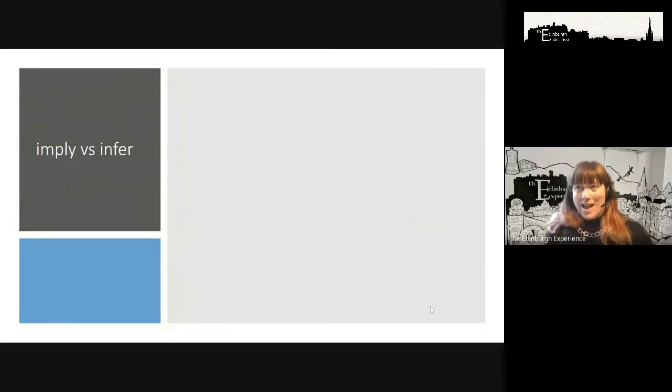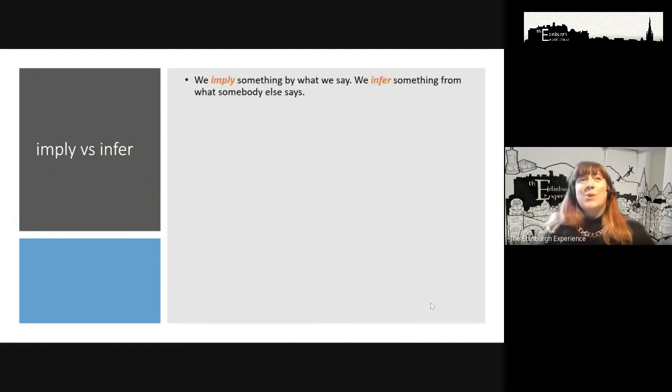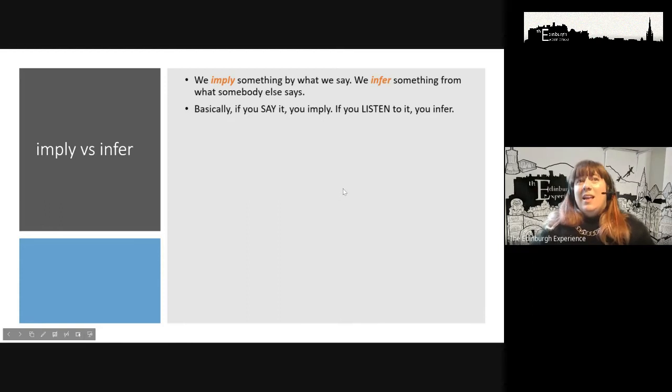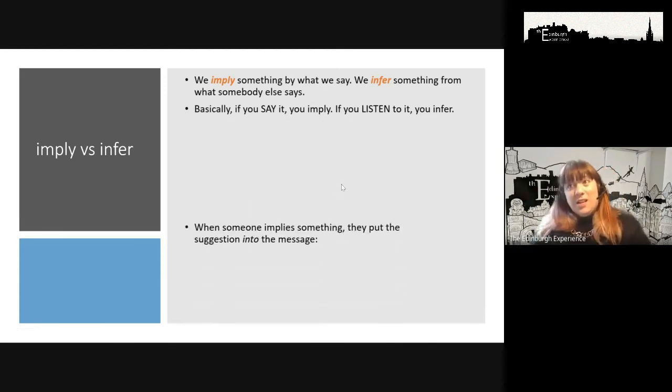Okay, imply and infer. Both of these words are used to talk about communication and understanding people. So basically, when we imply something, we say it. And when we infer something, we listen to it. So if you say it, you're implying it. And if you listen to it, you infer it.